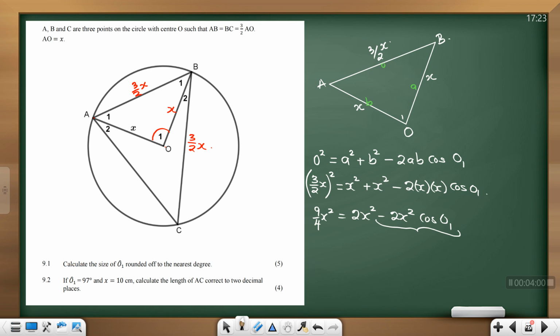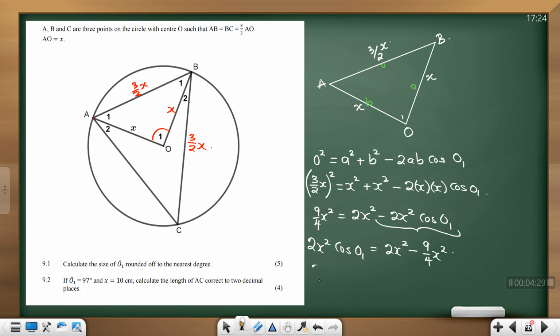Let's bring all of that to the left-hand side. What do you have? 2x squared cos O1 equals to what? 2x squared minus 9 over 4. This has nothing to do with Euclidean. What do we do? What is 2? These are like terms, right? 2 minus 9 over 4. That is what? 4, 8, negative 1 over 4.